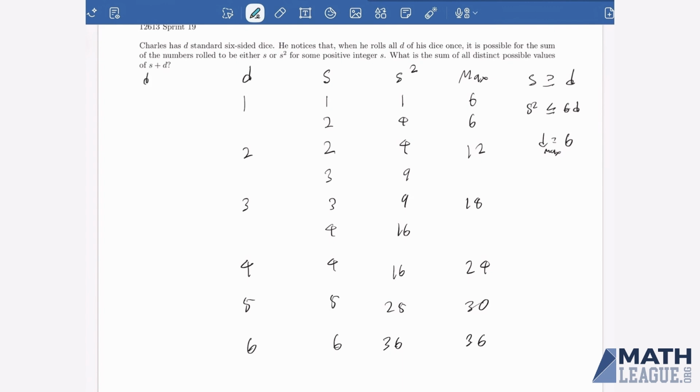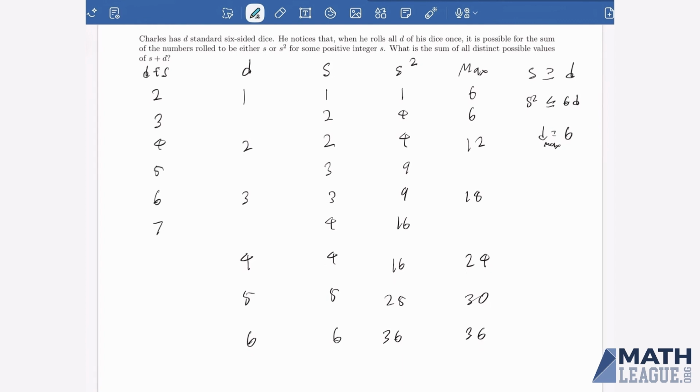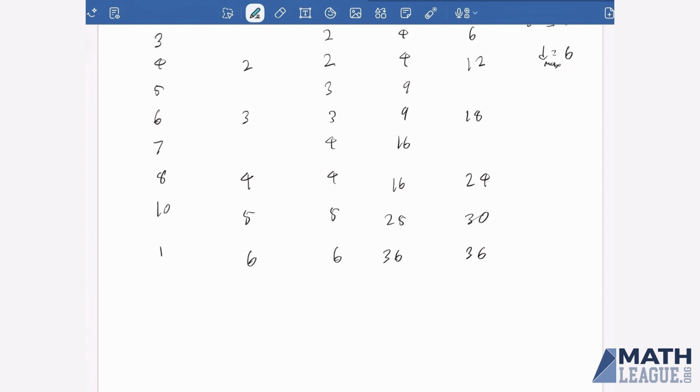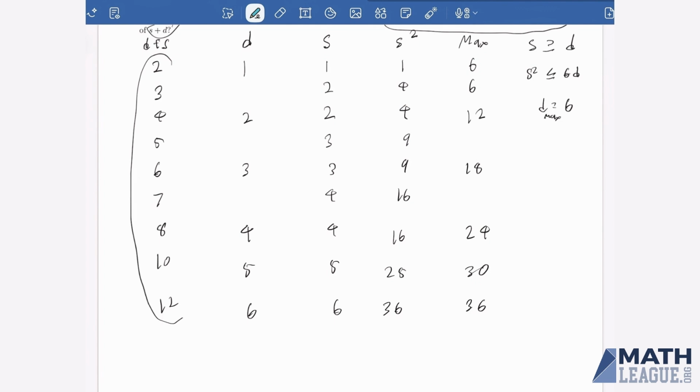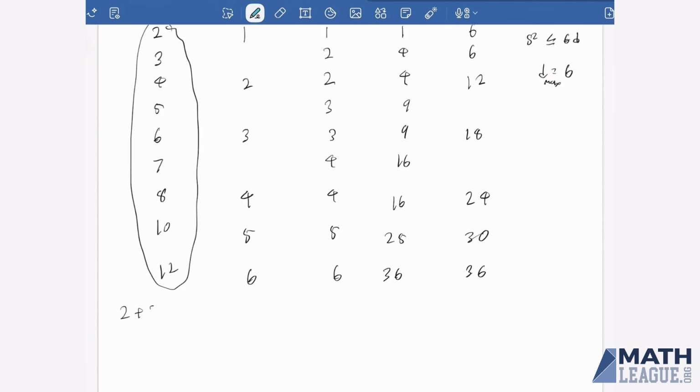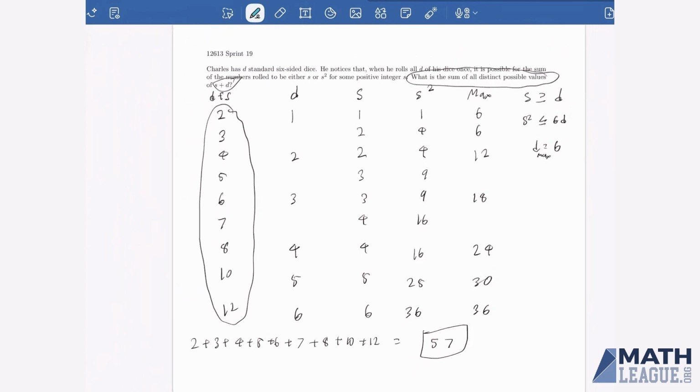So D plus S, S plus D, here it's 2, 3, 4, 5, 6, 7, 8, 10, and 12. And we are asked for the sum of all distinct possible values of S plus D. So we have to add everything here. And 2 plus 3 plus 4 plus 5 plus 6 plus 7 plus 8 plus 10 plus 12 is equal to 57. Just going to write that more neatly, 57. That will be our final answer.